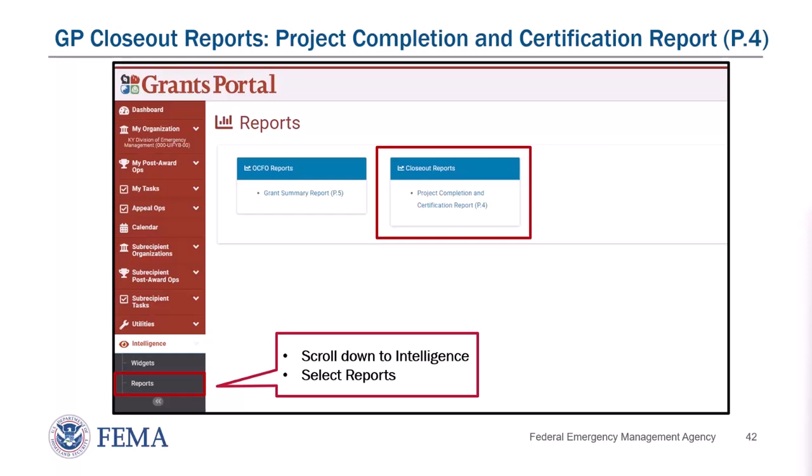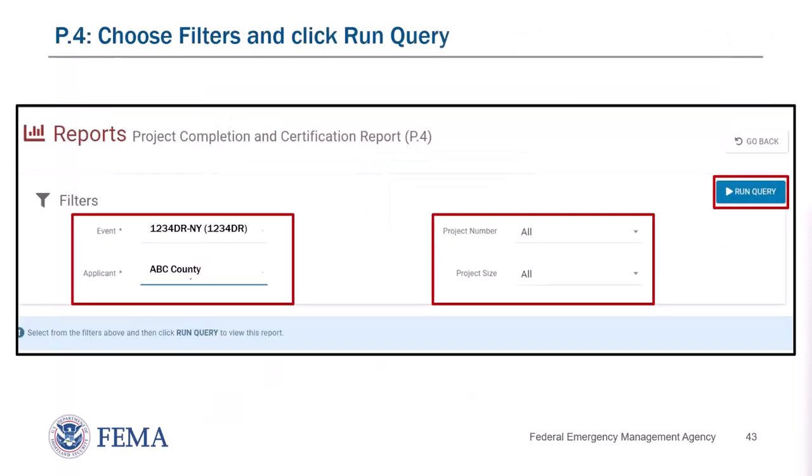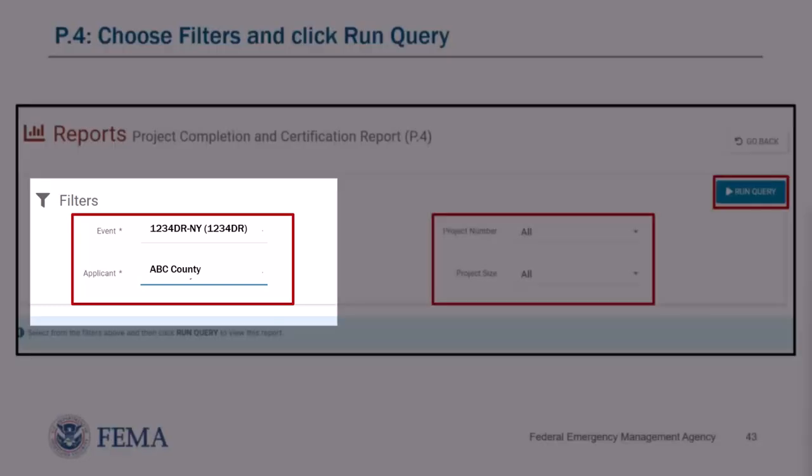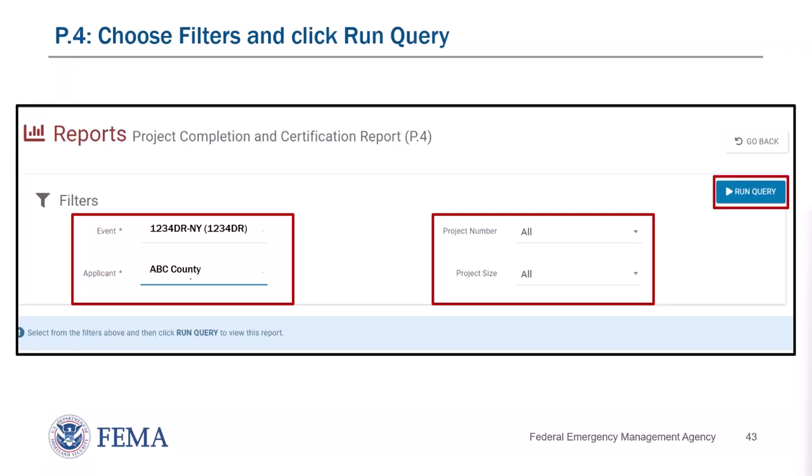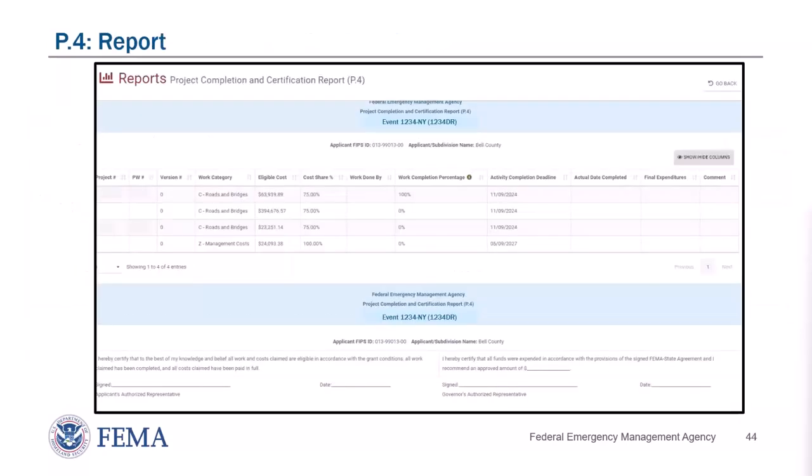So you're going to navigate to the Intelligence section. You're going to select Reports. Then you will filter for your event number and your applicant. Once the filters are set, you're going to run Query to populate the P4 report.